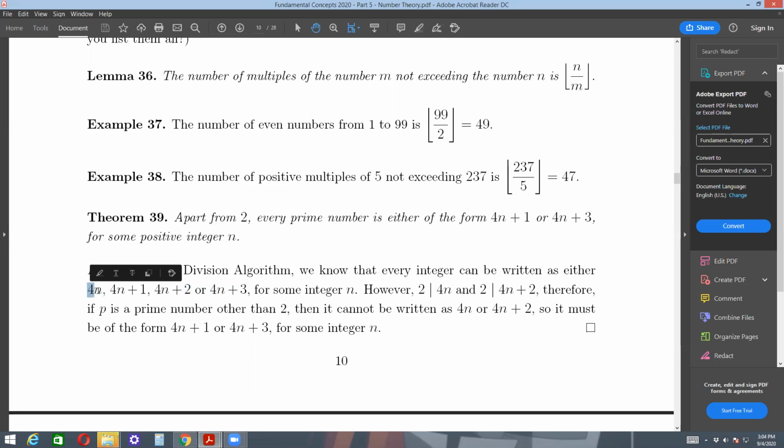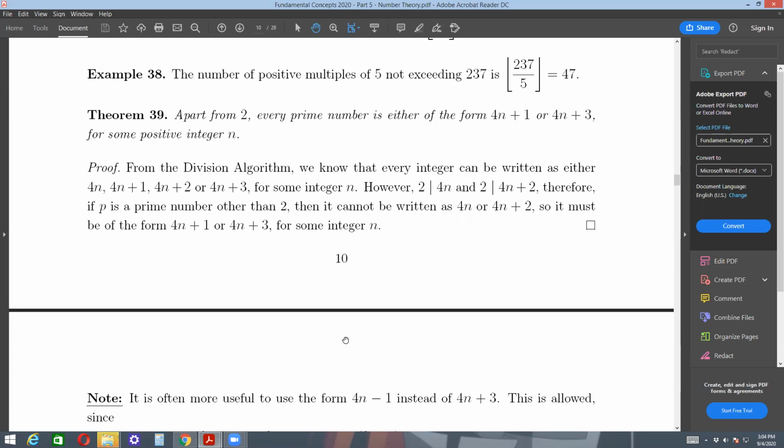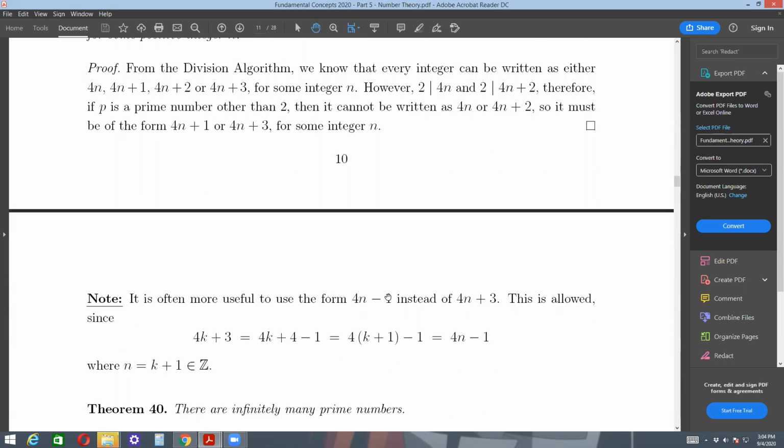4n is clearly not prime because it's 4 times something. Right? 4 itself is not prime. This thing here, 4n plus 2, is divisible by 2. So the only way this thing is prime is if n is 0, which gives you the number 2. So the number 2 comes from this case. There's no other prime number in this case. And you're left with the other 2 cases to consider. So it's either 2 or one of the other 2 cases. You could do something similar for 6, right? I think that's in the exercise. You all could think about that. This is just a note here talking about using -1 instead of +3 sometimes.